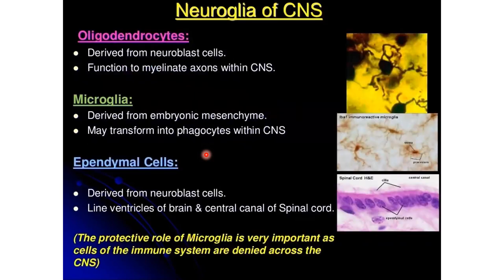First one is oligodendrocytes. What is the function of these oligodendrocytes? They are derived from neuroblast cells, and their main function is to myelinate axons within the central nervous system. Then microglial cells are derived from embryonic mesenchyme. They may transform into phagocytes within the central nervous system. Then ependymal cells primarily contribute to the production of cerebrospinal fluid. CSF is secreted by ependymal cells.